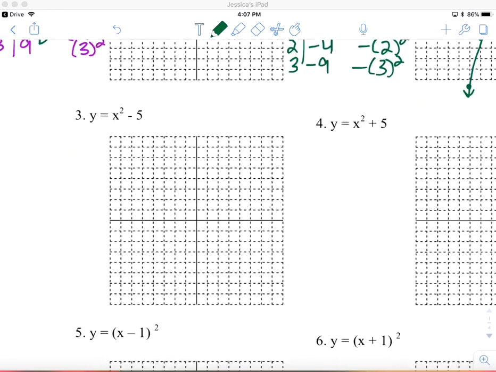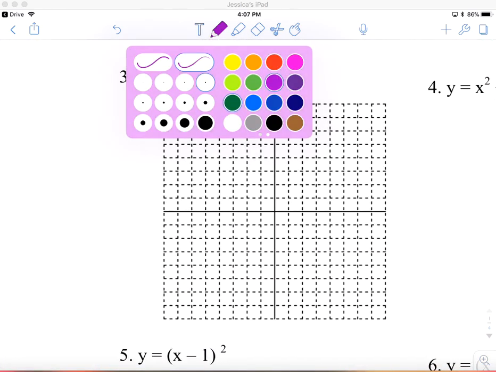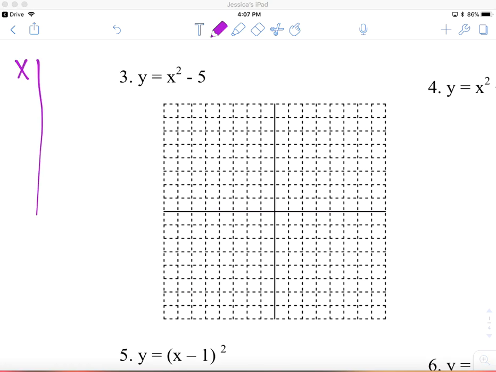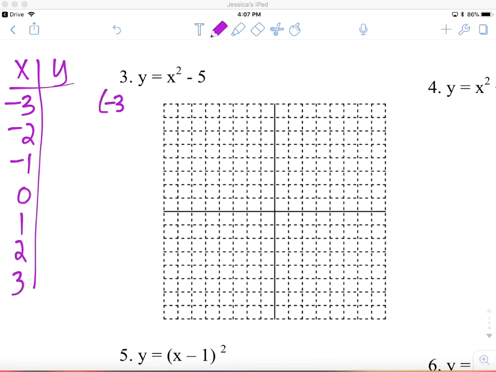Our next one is x squared minus 5. And again, we're going to use the same x values. We're going to go from -3 to +3. And this time, I'm plugging in my x, but then I'm subtracting 5 from it. So -3 squared is 9. 9 minus 5 makes this now a 4.